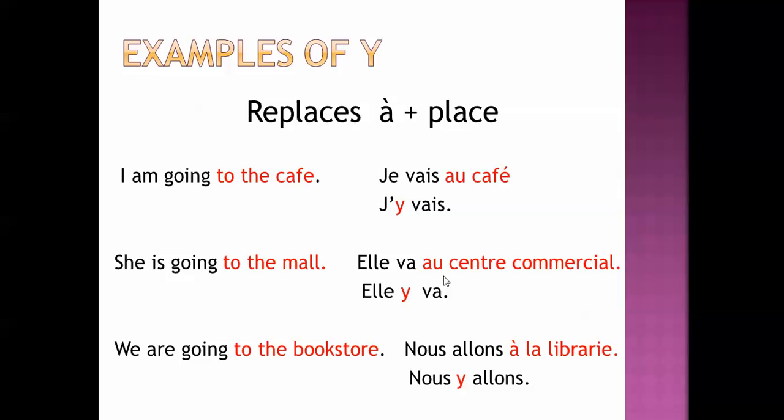She is going to the mall. Elle va au centre commercial. We are replacing "au centre commercial" with y, so it becomes elle y va. She goes there. Last example, we are going to the bookstore. Nous allons à la librairie. Nous y allons. We go there.